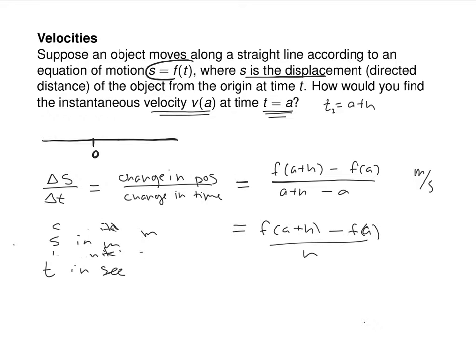How do you get it exactly? Take the limit as h goes to 0. And h being how much time past the time t equals a that you are looking at.